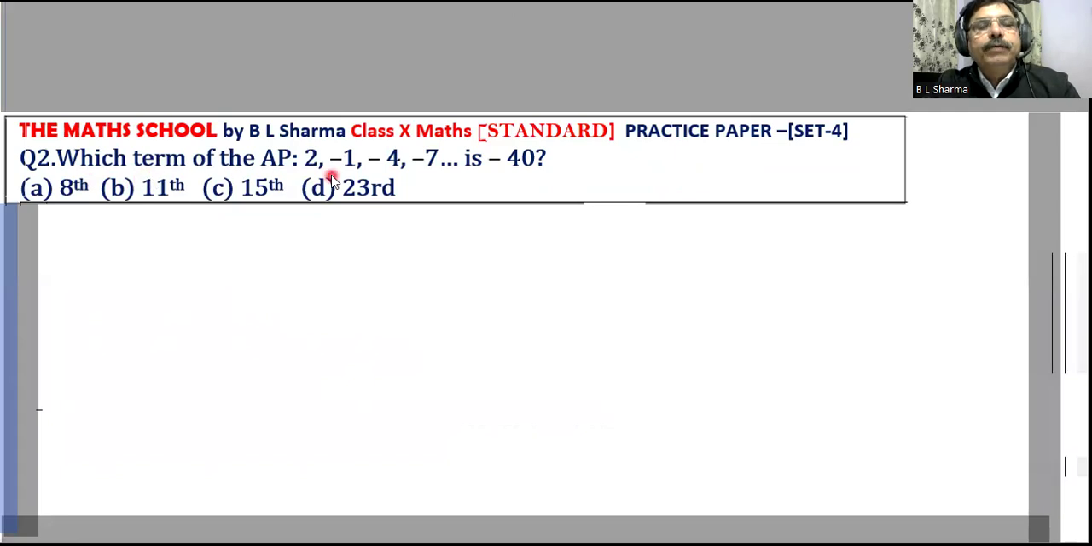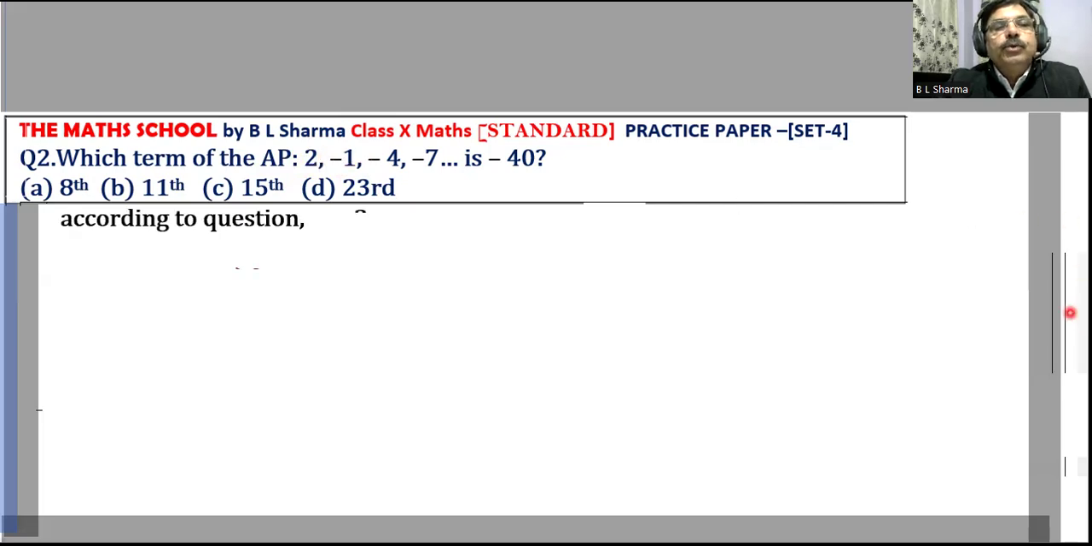Which term of the given AP 2, minus 1, minus 4, minus 7 is minus 40? कौन से नंबर की टर्म minus 40 होगा? First term is given 2, the common difference is minus 1. They take the second term minus first term. So, according to the question, the first term is 2, and the common difference D is second term minus first term. So, minus 1 is the second term, 2 is the first term. So, second term minus first term, that is minus 3. A is 2, means the first term is 2. The common difference is minus 3.